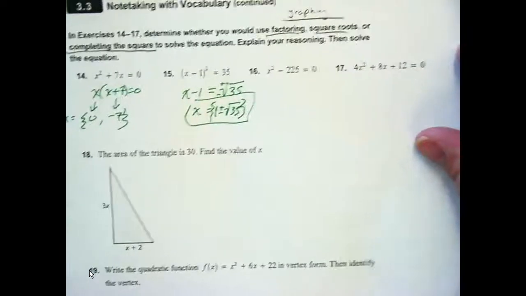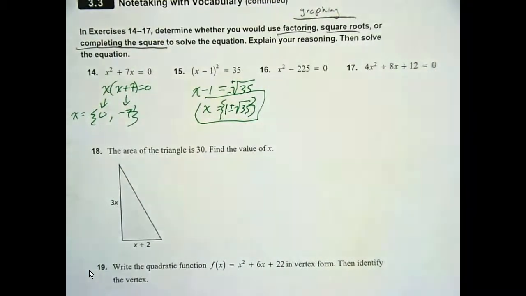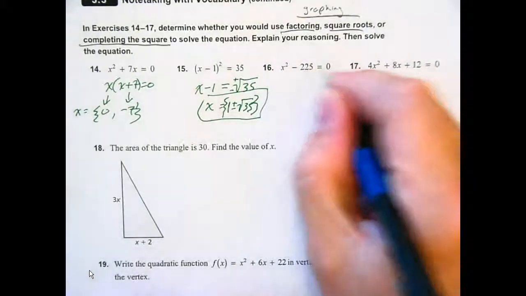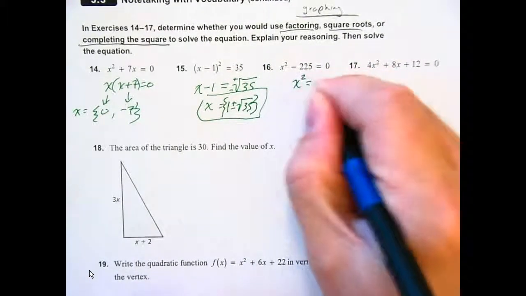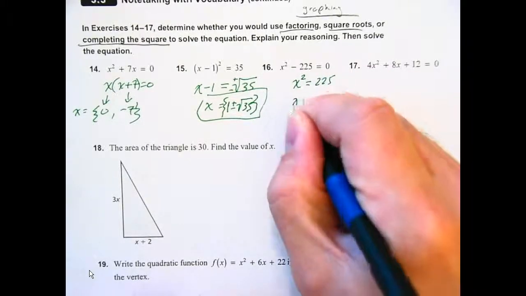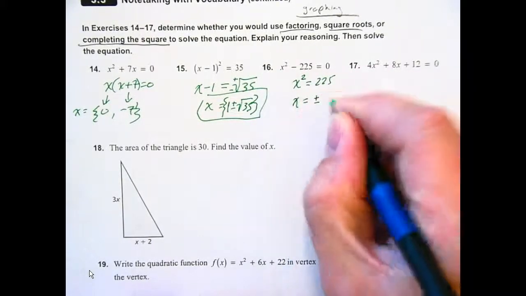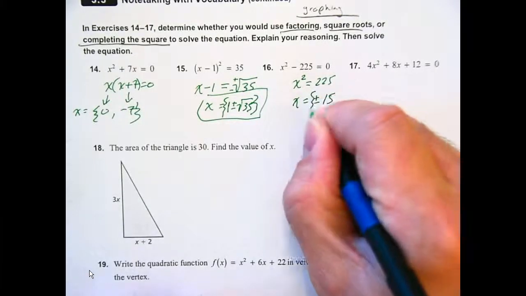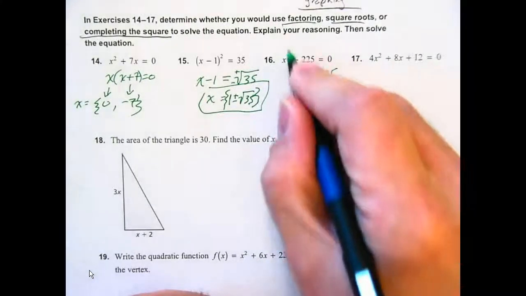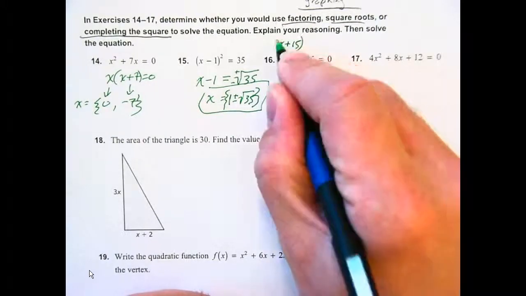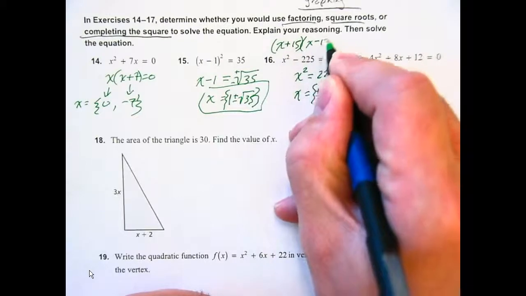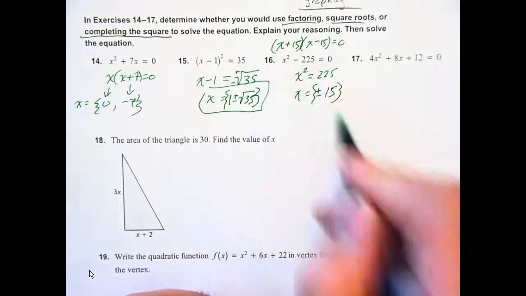Okay. Number 16, factoring. Completing square. Square roots. Graphing. All right, yes, square roots. Add 225 to both sides, so x squared is equal to 225. x is equal to plus minus root 225, which is 15. Now, some of you may have said factoring because you recognize that's the difference of 2 perfect squares, so x plus 15 and x minus 15, which will give you plus minus 15 as well.